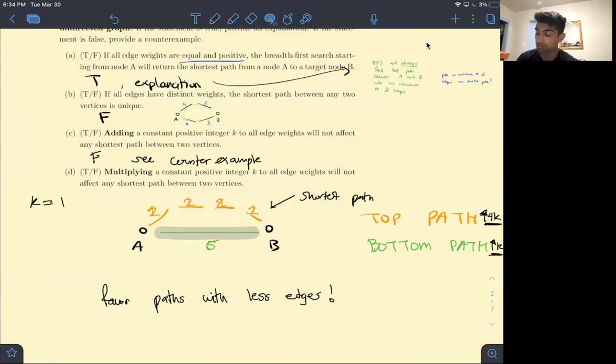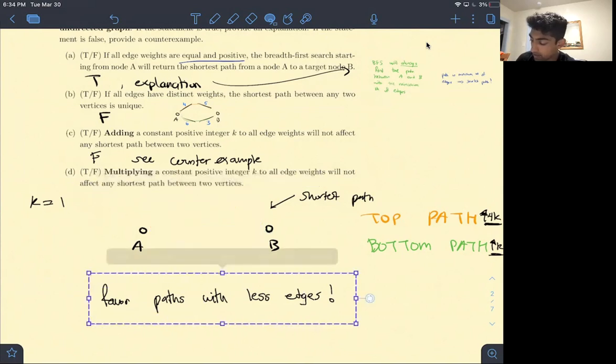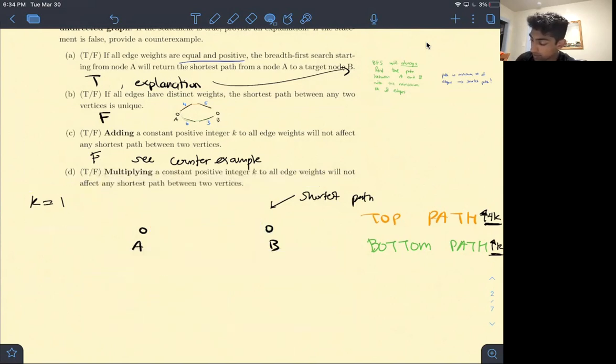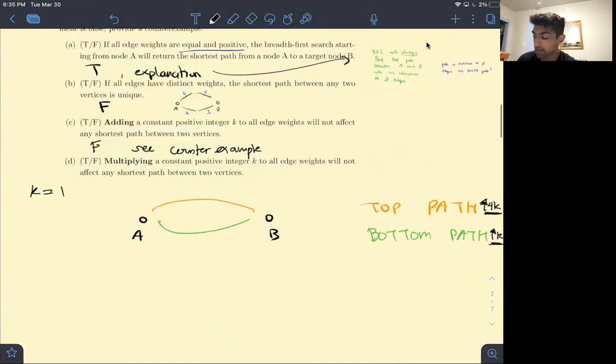Okay, so let's move on to part F. Multiplying a constant positive integer k to all edge weights will not affect any shortest path between two vertices. So what this is saying is that if we have some graph, I'm just going to use the same example here, split into a top path and a bottom path, and we multiply all of the edges by some constant positive integer k, the shortest path stays the same.